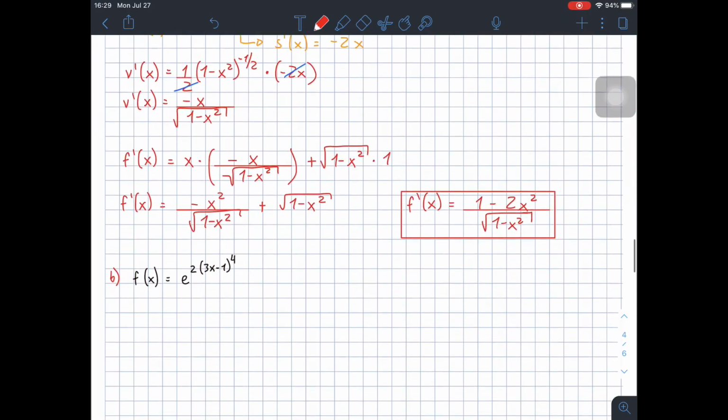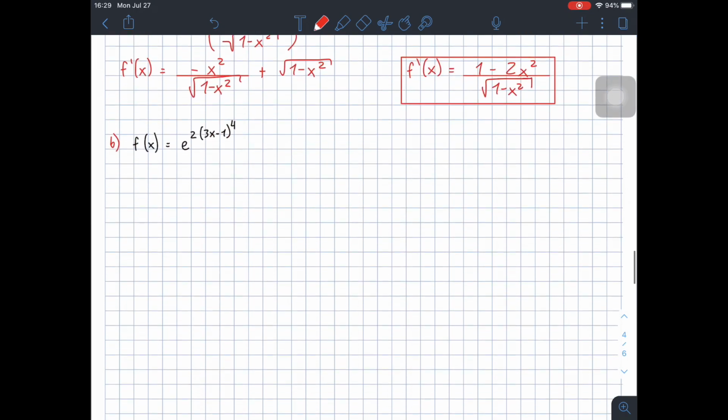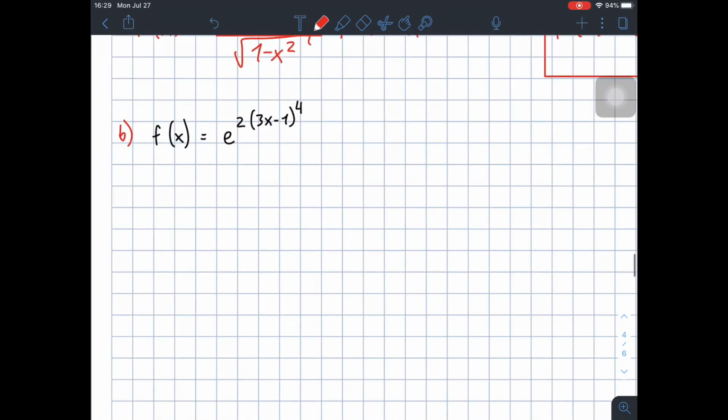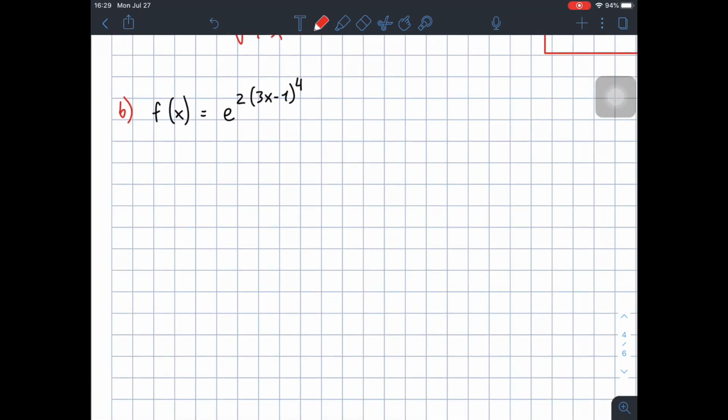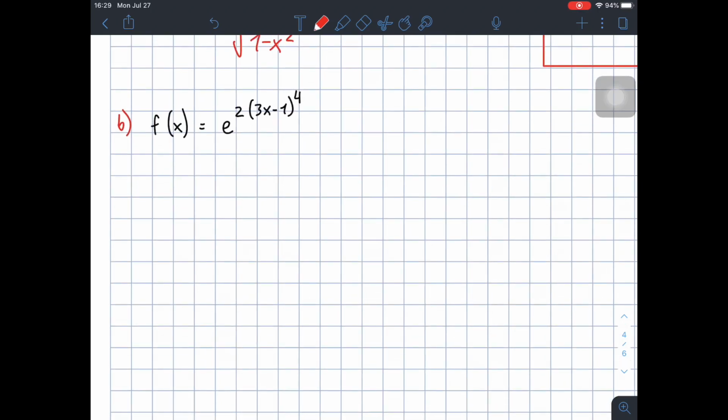In this case, it says f of x is e to the power of 2 times 3x minus 1 to the 4th power. In this case, we would have to apply the chain rule multiple times. We have 3 composite functions. Let's see. If I define the outside function as e to the power of x, that'll be my u of x. I'm going to find the derivative already. u prime of x would be e to the power of x, right?